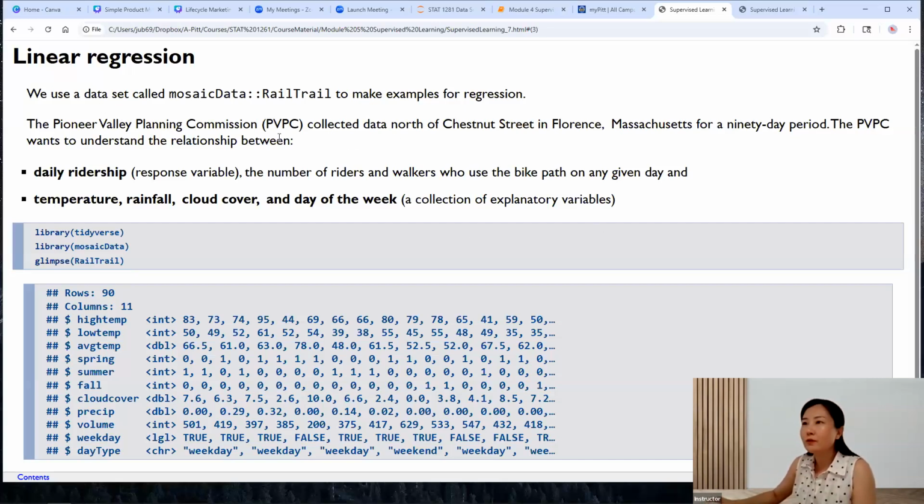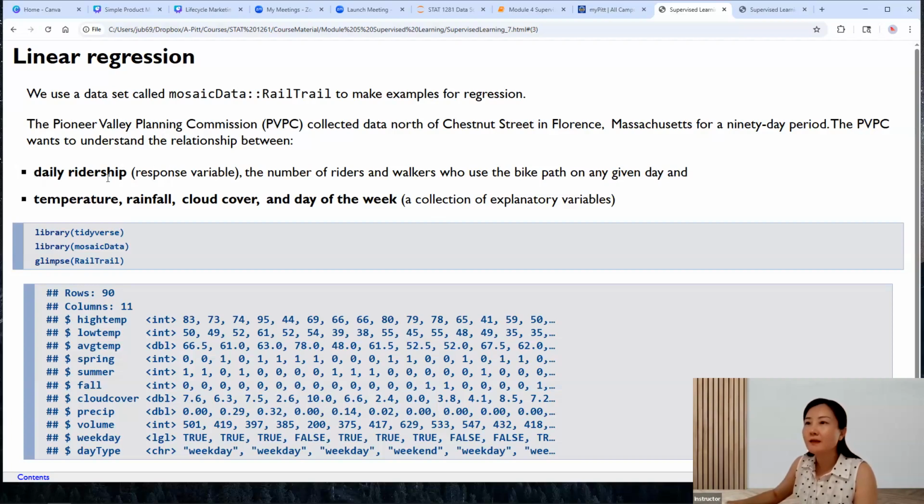So in this lecture, we'll use this data set, Rail Trail. This data set is built in this package, Mosaic Data. You can install and load this package by yourself if you want to code with me. So let's take a look at this data set. The Pioneer Valley Planning Commission collected data north of Chestnut Street in Florence, Massachusetts, for a 90-day period. And this organization, PVPC, wants to understand the relationship between daily ridership and some feature variables.